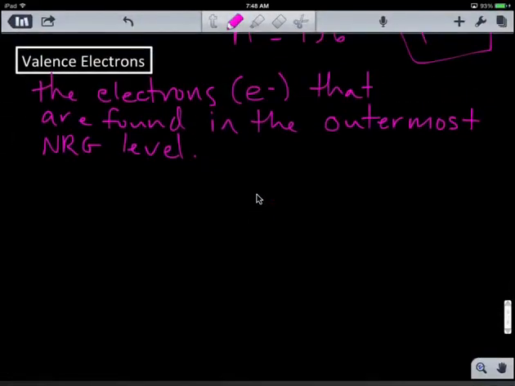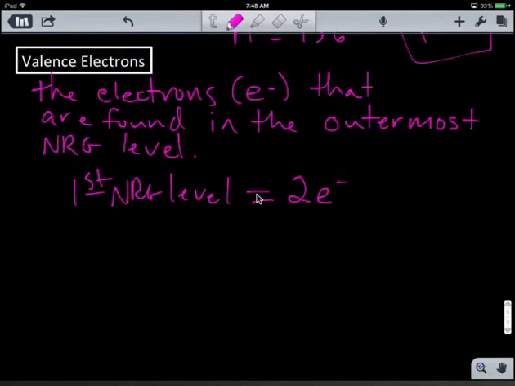We have some rules for valence electrons. How many fit in each of those energy levels? In the 1st energy level, you can only fit 2 electrons. Once those 2 electrons fill up that energy level, the element will move its electrons to the next energy level. So we'll be talking about a different element. We have the 2nd energy level.